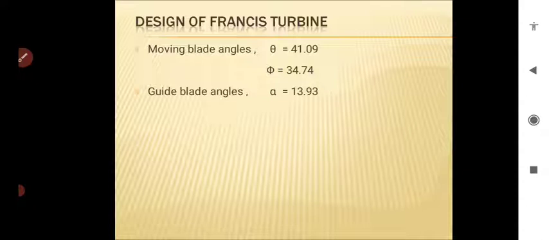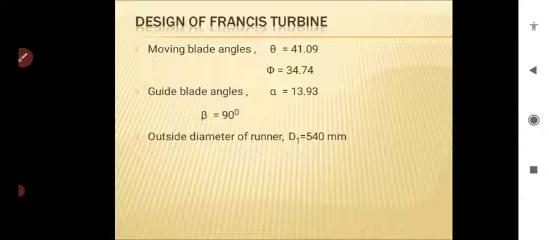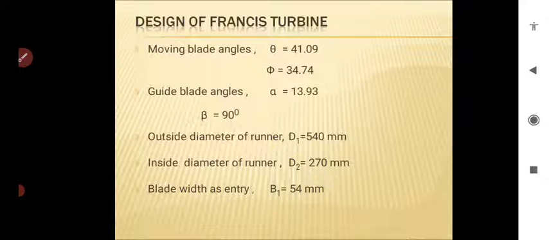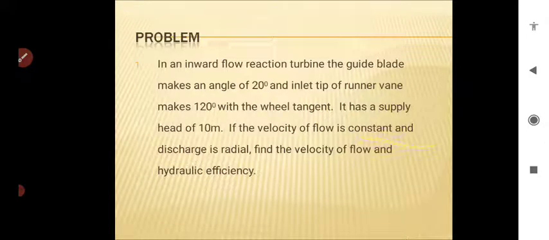Theta is equal to 41.09, phi is equal to 34.74. These are the moving blade angles. And next, guide blade angles are alpha is equal to 13.93 and beta is equal to 90 degrees. Outside diameter of runner D1 is equal to 540 mm. Inside diameter of runner D2 is equal to 270 mm. Blade width at entry B1 is equal to 54 mm.